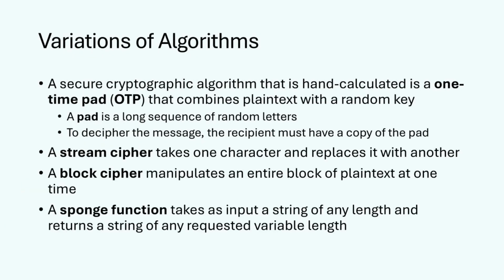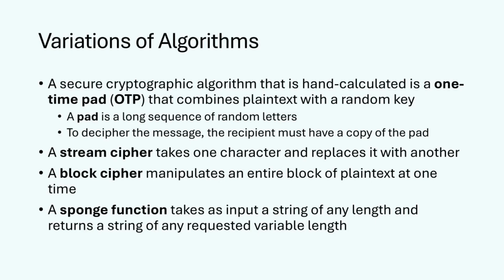So, to protect messages using cryptography, there are different ways. One way is called one-time pad or OTP. This is a very secure method where the message is mixed with a random key. The key is a long list of random letters, and the person who gets the message must have the exact same key to read it. Okay?